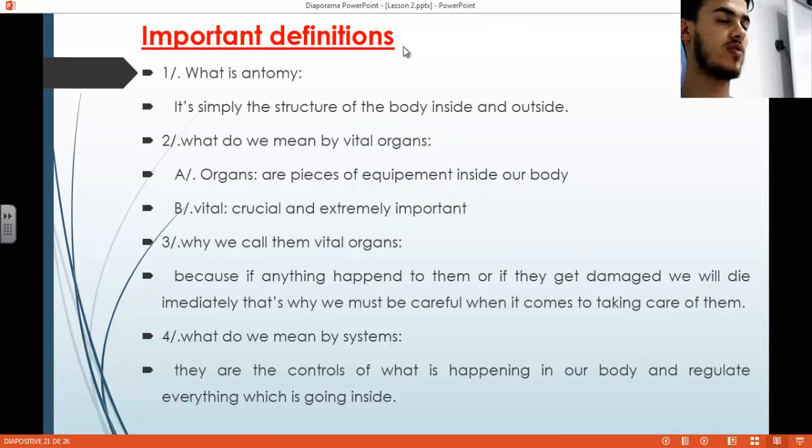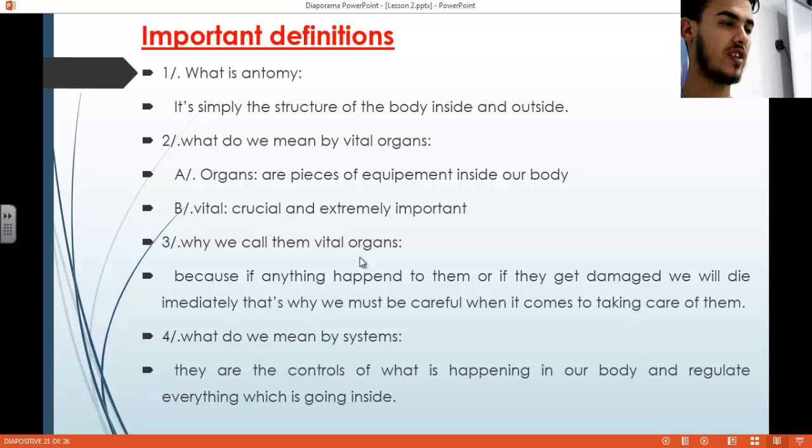Moving now to important definitions of terms concerning the field of anatomy. First, what is anatomy? It is simply the structure of the body inside and outside. Second, what do we mean by vital organs? First, organs are pieces of equipment inside our body. Second, vital means crucial and extremely important.